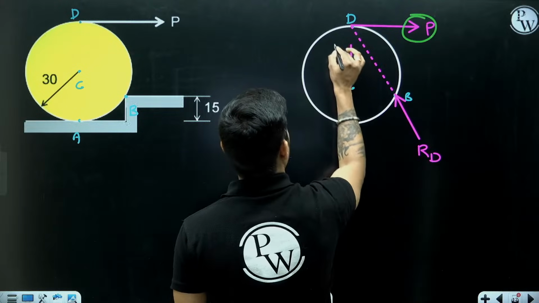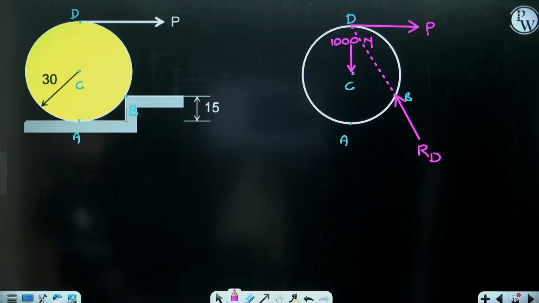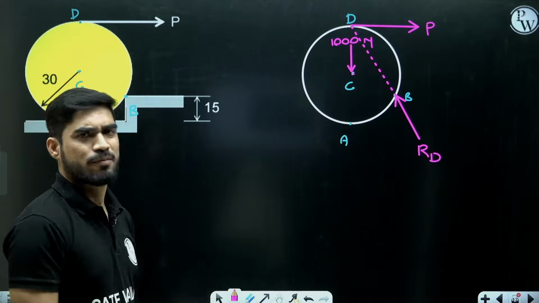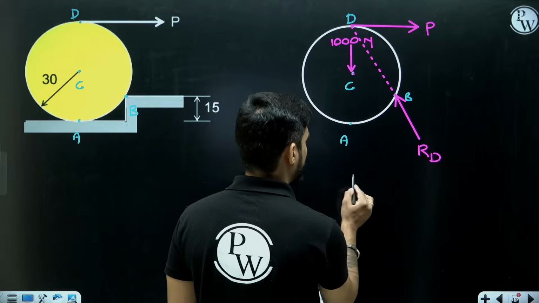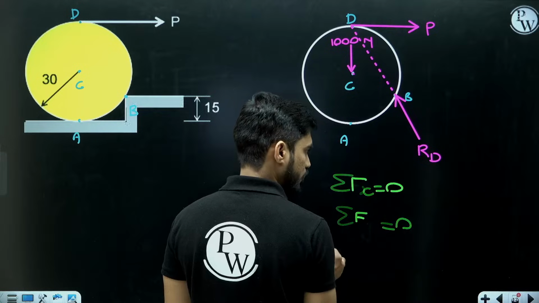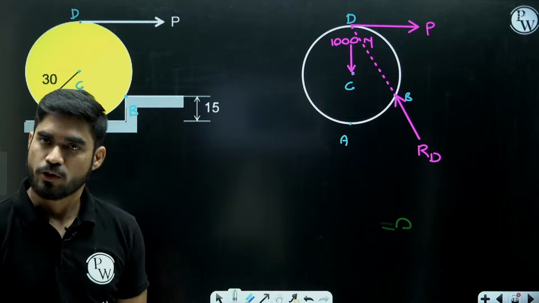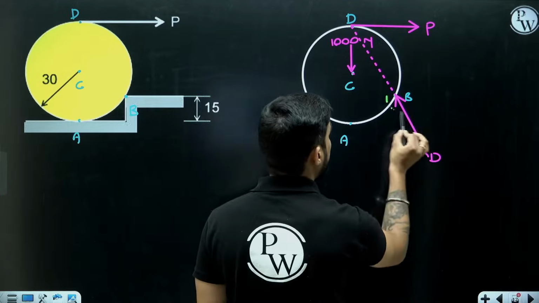This is P, this is 1000 Newton and this is RD. So in order to calculate force P, you have three choices. You can either apply summation of Fx equals 0 and summation of Fy equals 0, or you can apply Lami's theorem, or you can also take moment at point B.